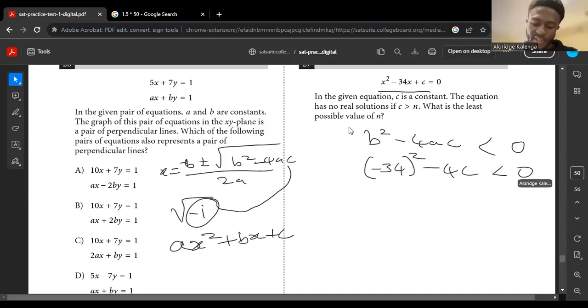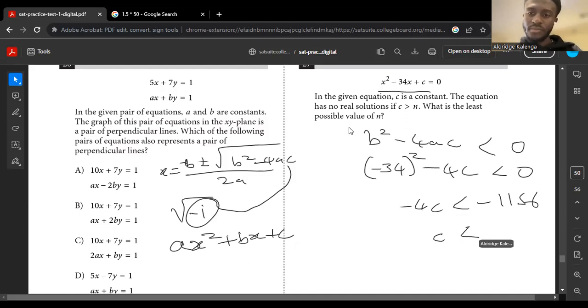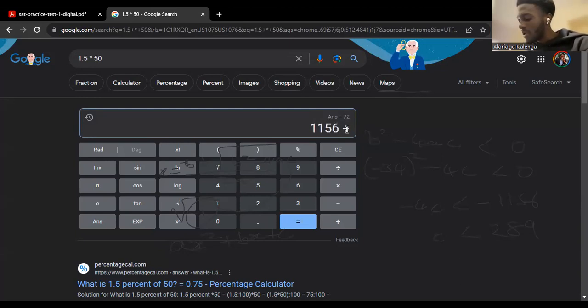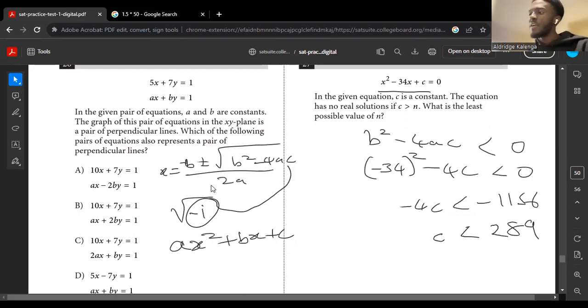So let's look at what negative 34 squared is. I'm just going to get my calculator and do negative 34 squared. 1156. Okay, so it's positive 1156. So I'll take it to the other side, and it becomes negative 1156. And then I'm going to divide that. Can you divide 1156 by 4? That's 289. In case I have any doubt, I'm using my calculator, but we can do it here, 1156 by 4. It's 289. All right. So it means c should be less than 289.